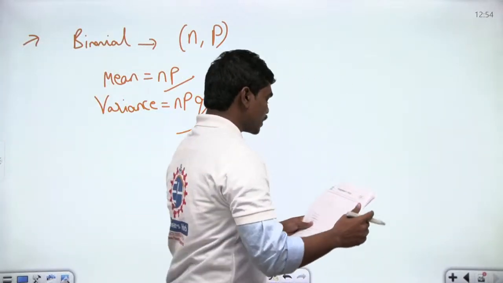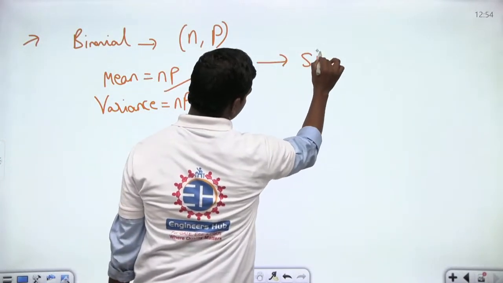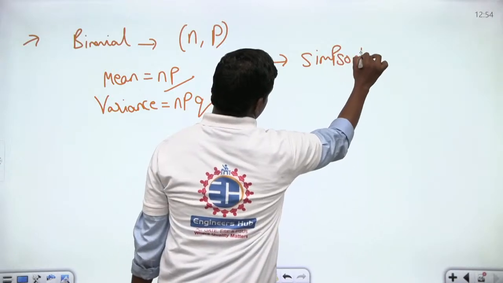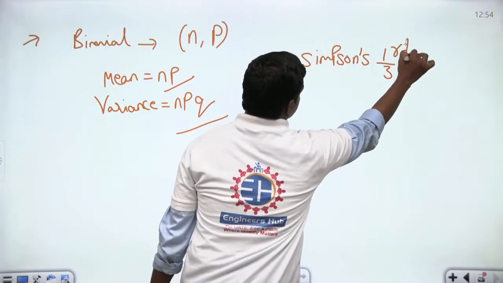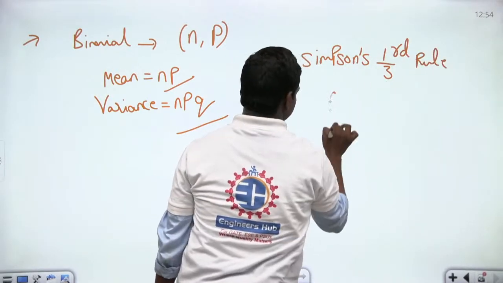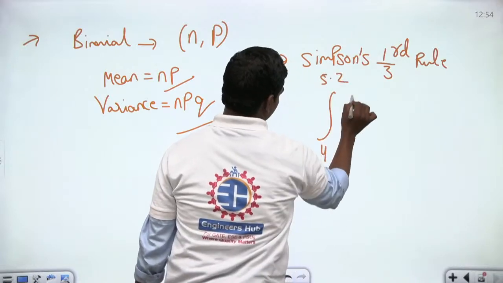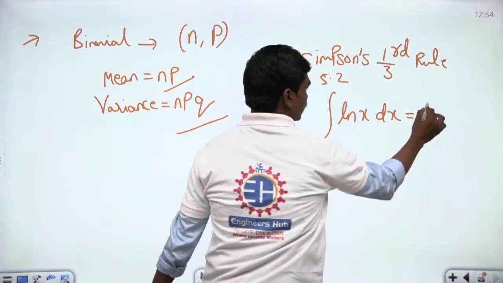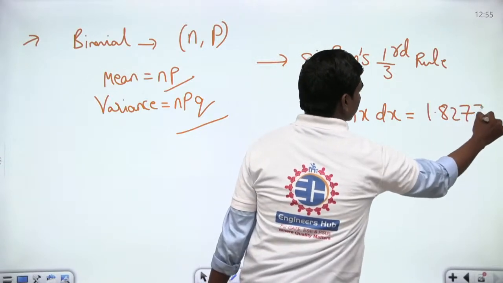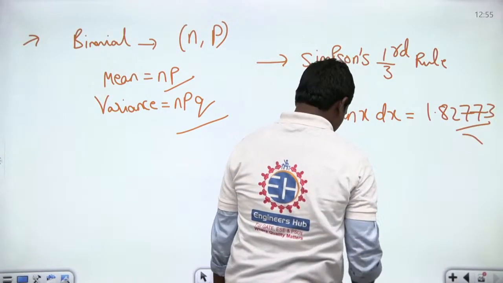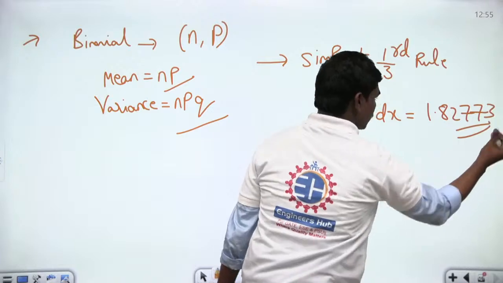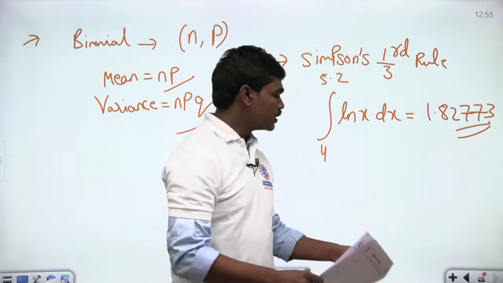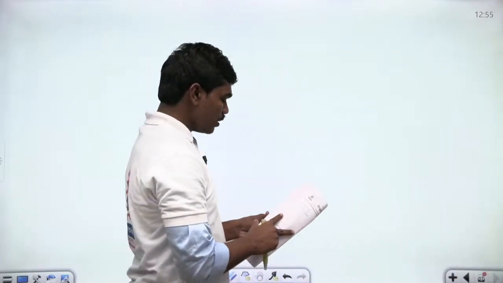And for the Simpson's rule question, we have one question of Simpson's 1/3 rule, basically the integration from 4 to 5.2 of log x dx. The answer for this is 1.82773. I'm just writing the answers. I'm not giving any further explanations of how these answers came, because it's just for checking your answers. Okay, so anyhow, next.